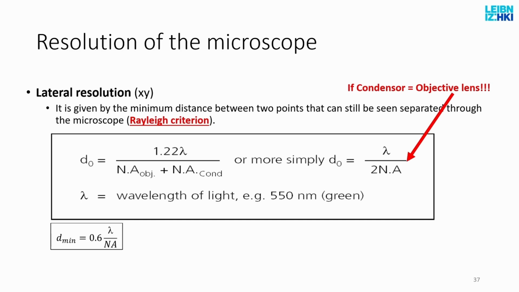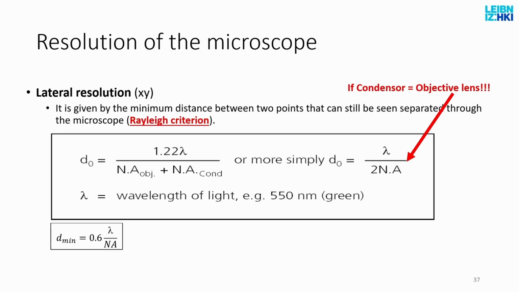Because in transmitted light microscopy, the light will go through the condenser and the objective lens. In fluorescence microscopy, the light goes through the objective lens twice, once illuminating, once emitting. So then the two NAs will be the same, hence the 2 times NA. For fluorescence microscopy, including confocal microscopy, this is the formula you need to use. So if you have green or blue light at 500 nanometers, and you have a lens with an NA of 1, then the maximum resolution you can get is 250 nanometers.